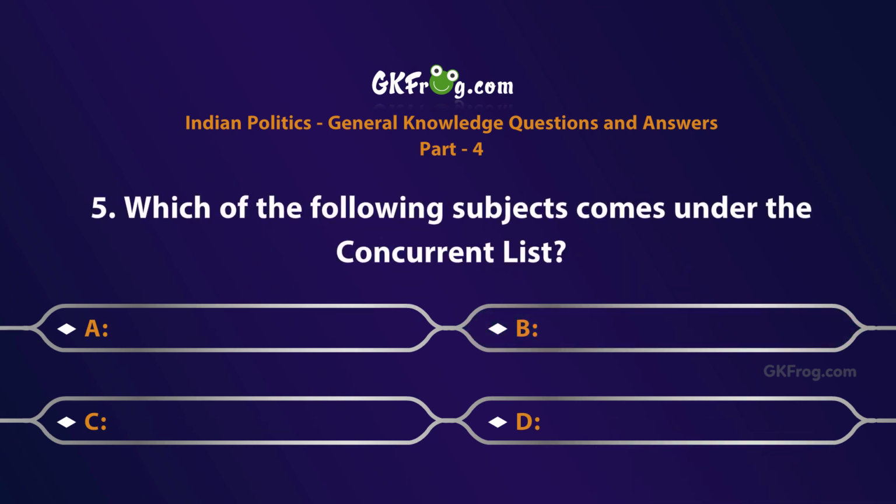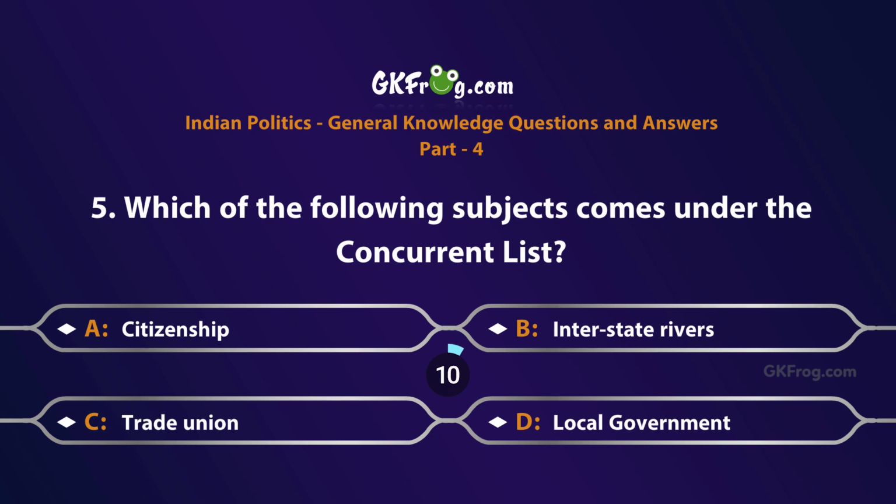Which of the following subjects comes under the concurrent list? A. Citizenship. B. Interstate rivers. C. Trade union. D. Local government. Correct answer is C. Trade union.